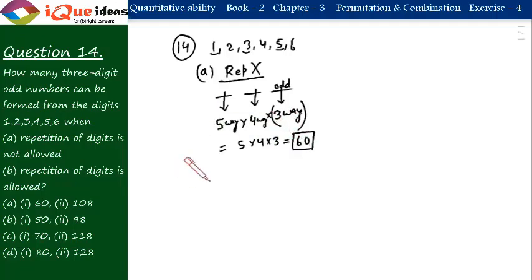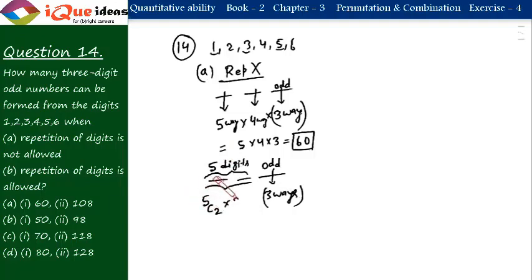There is another way to do this. Suppose you fill the last place with an odd digit. So there are 3 ways to fill the last place. Now for the remaining 2 places, there are total 5 digits available. So what we can also do is, we select 2 out of 5 and arrange them in these 2 places. So for the first 2 places, the total number of ways will be 5C2 into 2 factorial. And for the last place, 3 ways. So you can calculate from here also.